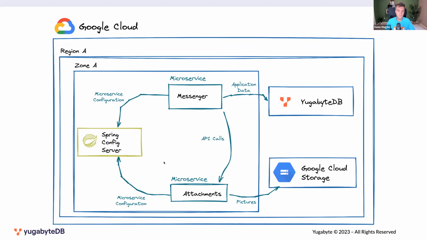You have three microservices. The main microservice is the messenger microservice. This microservice is responsible for the key functionality of your messenger, such as creating user accounts, having different channels, sending messages in the channels, etc. And this messenger microservice communicates to YugabyteDB, because YugabyteDB is the main transactional database. This is where all the accounts, messages, and channels are stored.